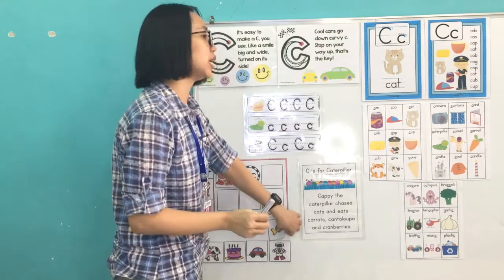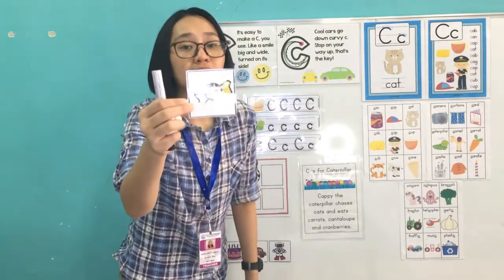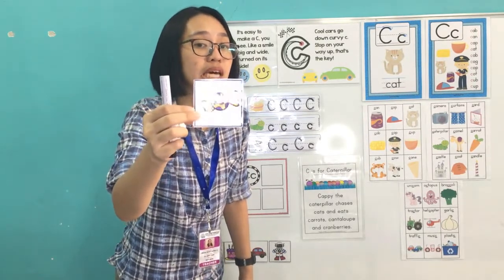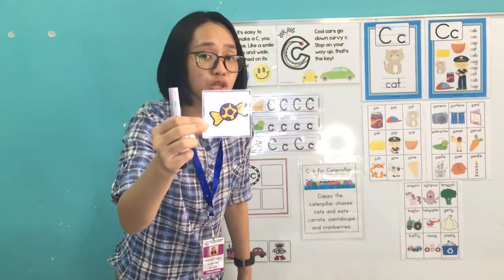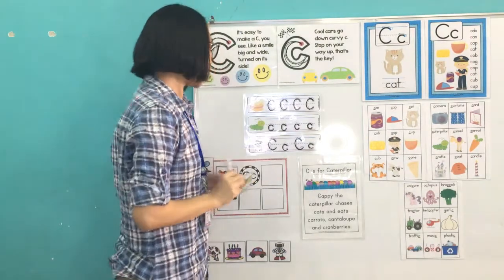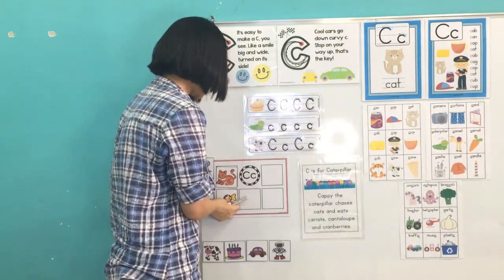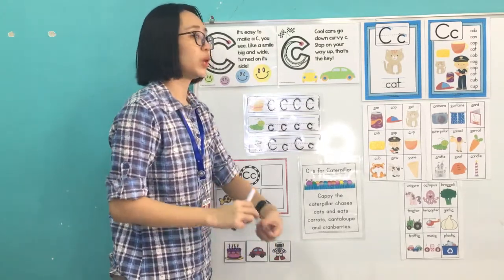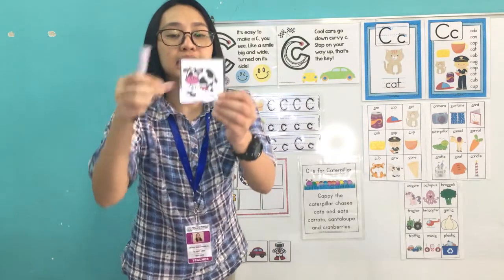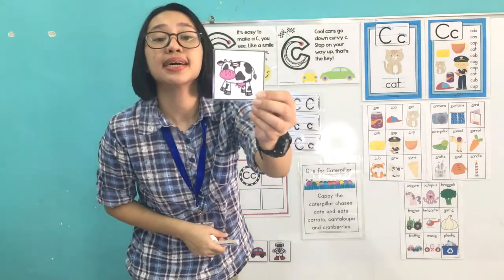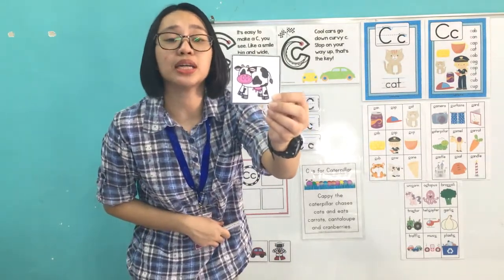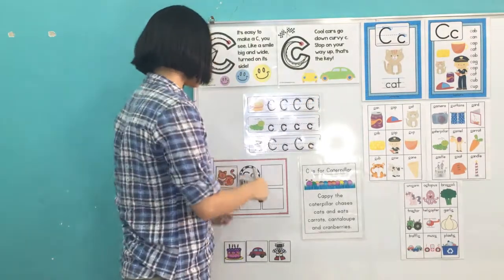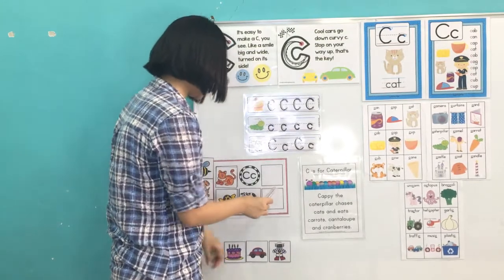How about the candy? K, k, candy. Do we put candy in the letter C? Yes or no? Yes. Candy begins with the letter C. How about this picture? We have the cow. K, k, cow. Do we put cow in the letter C? Yes. Cow has the k, k sound in the beginning.